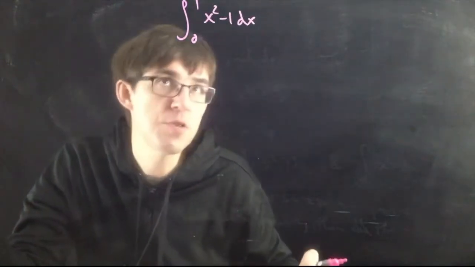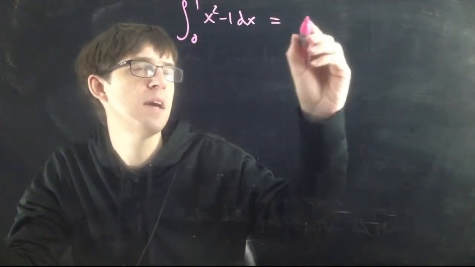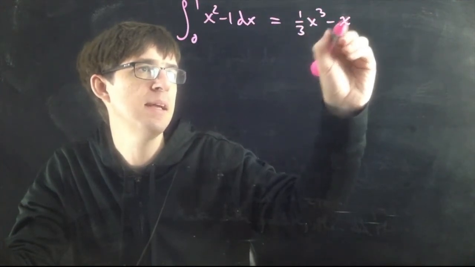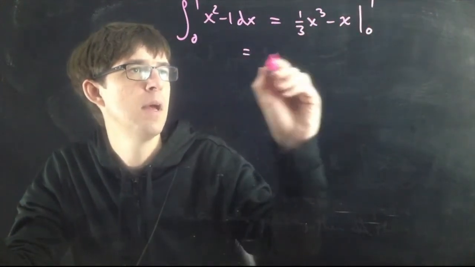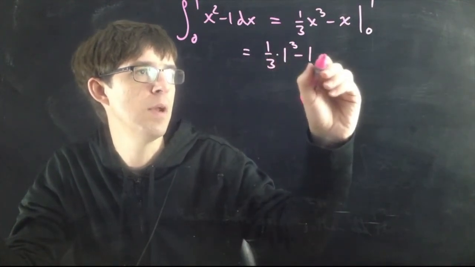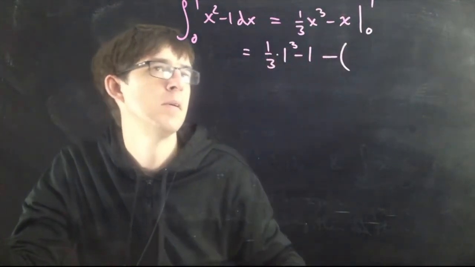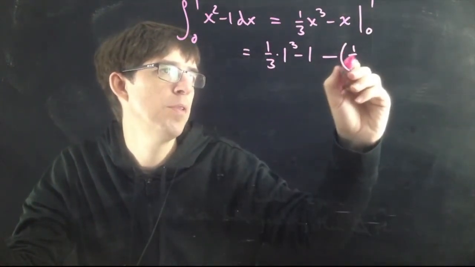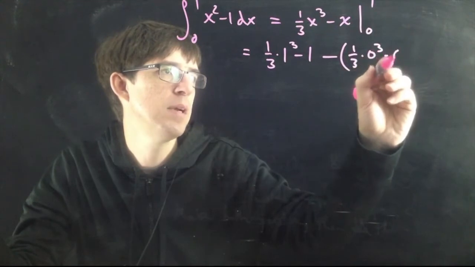I don't really need the picture anymore. How do we do this integral? This is not a hard integral to do. It's going to be 1/3 x cubed minus x from 0 to 1. I plug in 1 first. 1/3 times 1 cubed minus 1. Subtract. Plug in 0. 1/3 times 0 cubed minus 0.